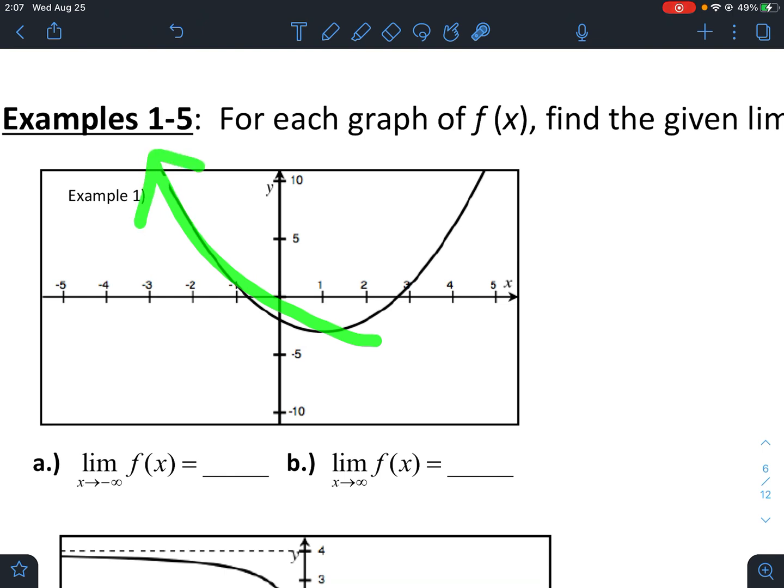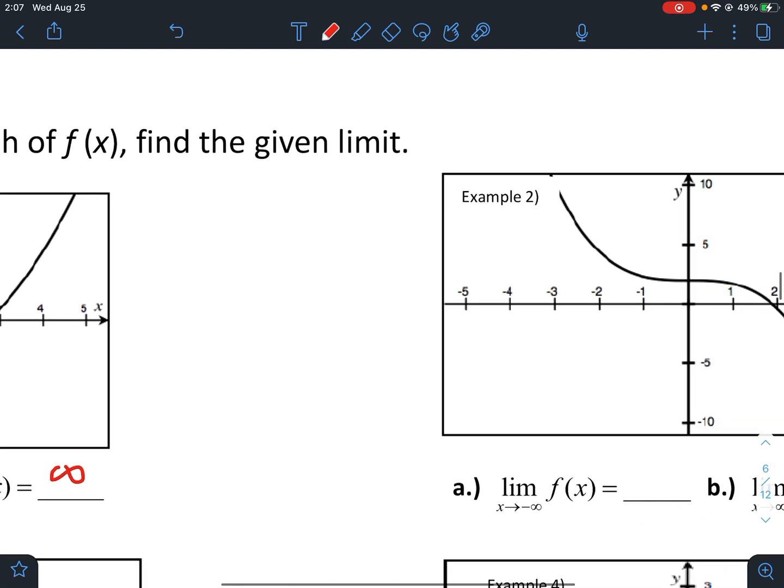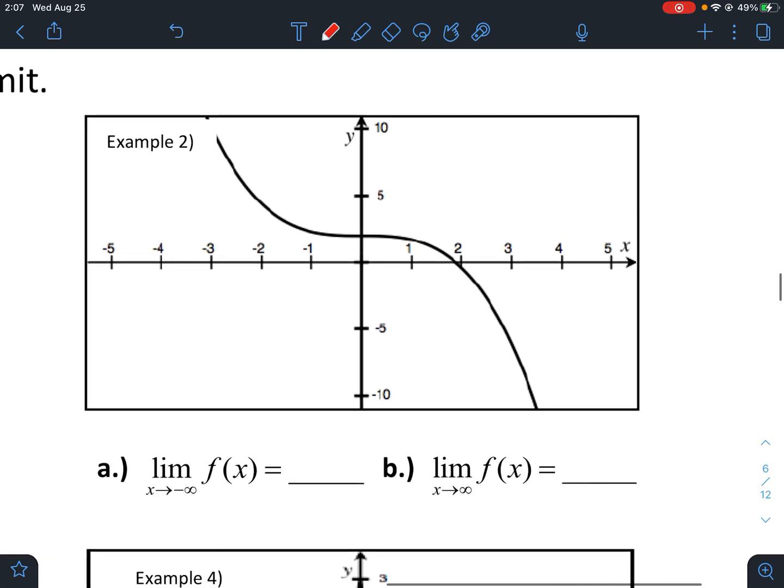As x goes to the left forever, as x goes to negative infinity, where is y headed here? Well, it's headed up, towards positive infinity. As x goes to the right forever, y is going towards positive infinity. So the end behavior for this function is positive infinity for both directions. For the second one, as we go to the left, we go up to infinity, and as we go to the right, we go down to negative infinity.